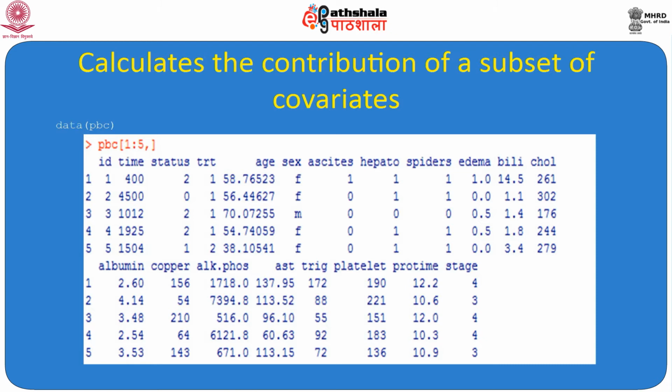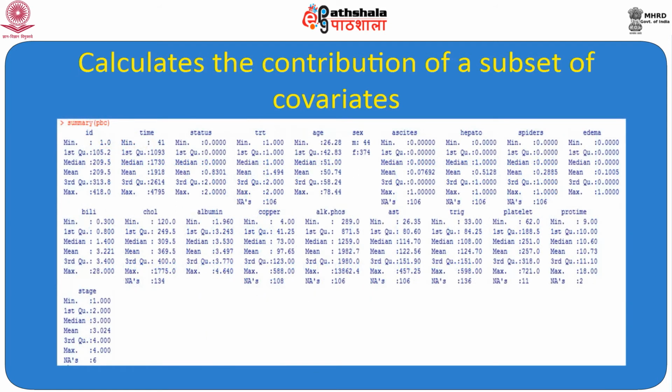So we are going to the next slides. Before that, this is the summary of these parameters. Again, the summary of PBC: when we run it, we get this summary information about all the variables, the covariates. This is again a snapshot taken from RStudio, and ID, time, status, TRT, age, sex, ascites, hepato, spiders, edema, bilirubin, cholesterol, albumin, copper, alkaline phosphatase, AST, triglycerides, platelet, protein, and stage are given here. You can see the minimum and maximum observation for each variable, and the mean and median measurement for each variable. I'm not going into details on that.